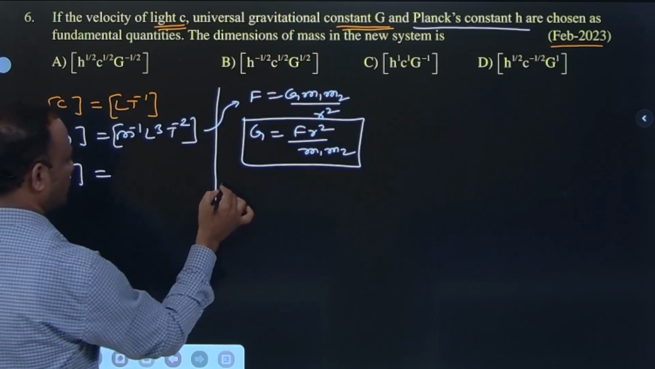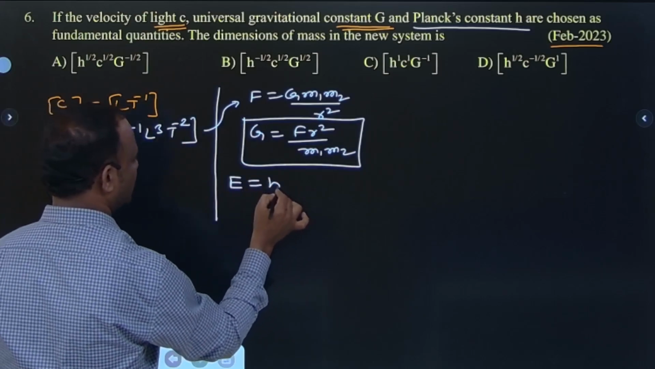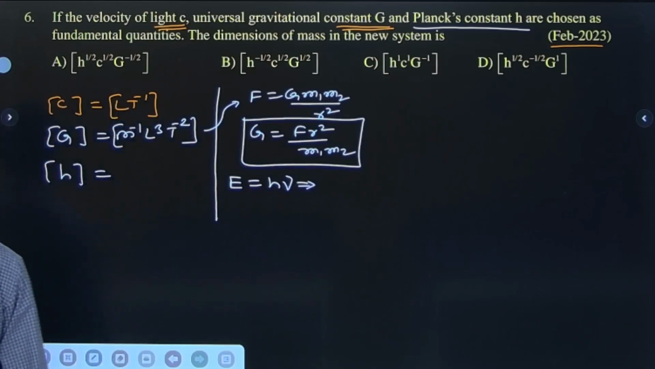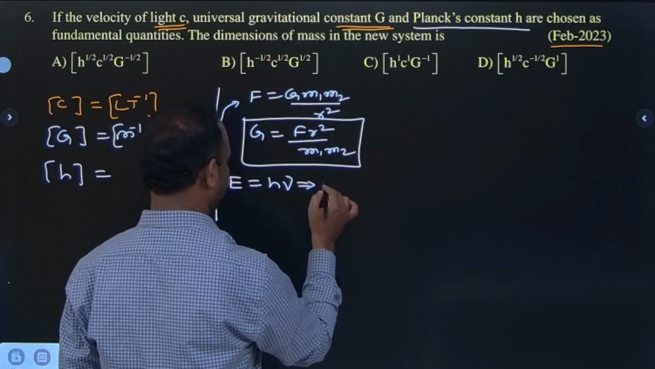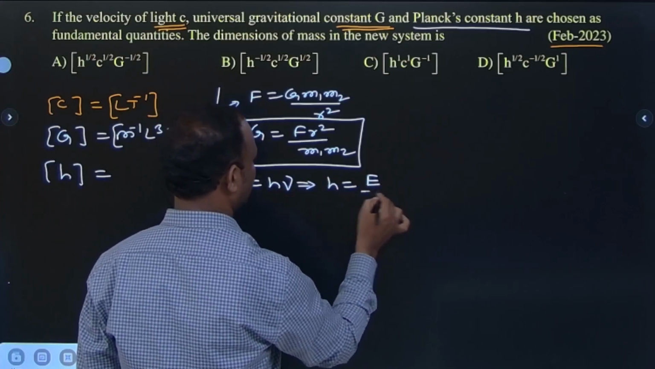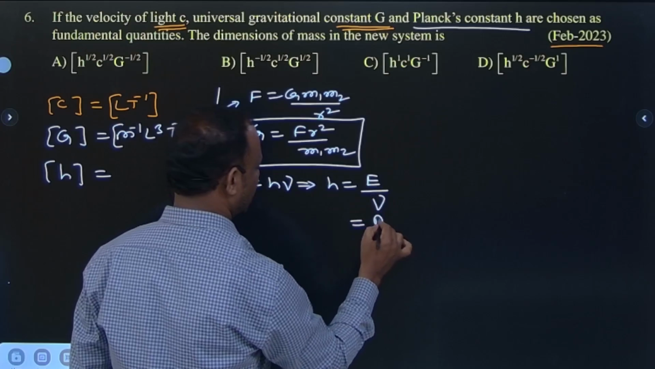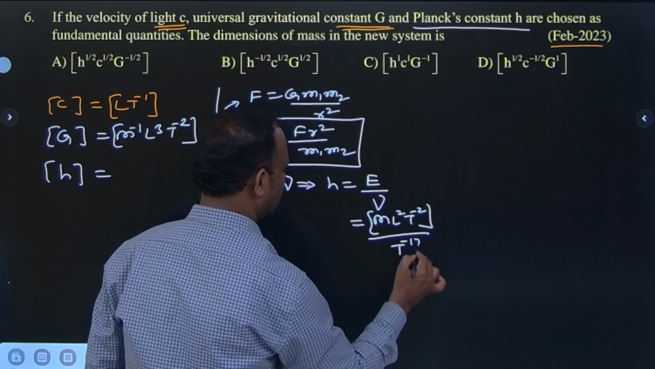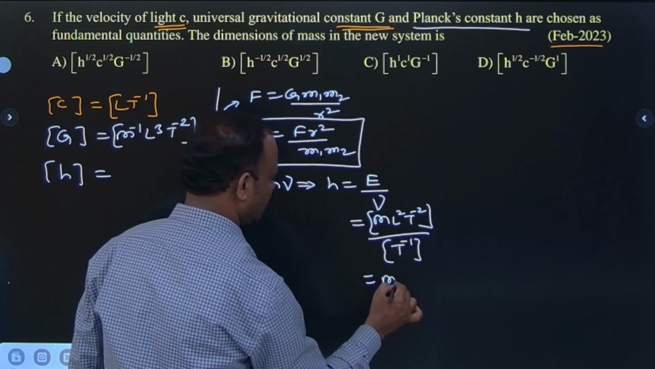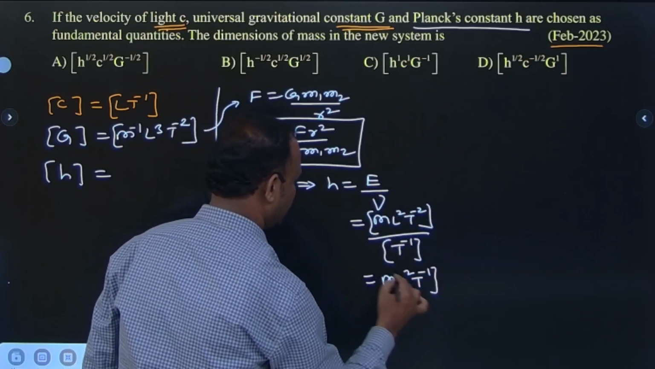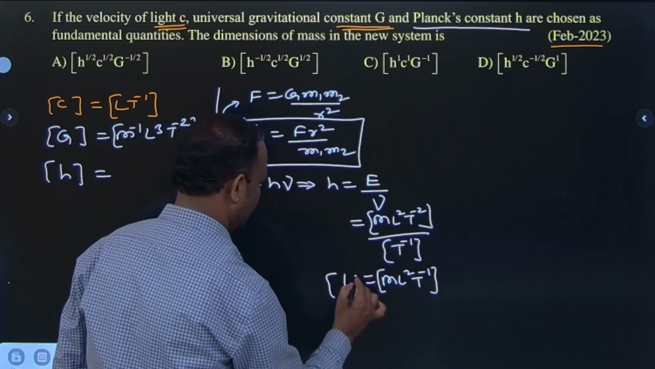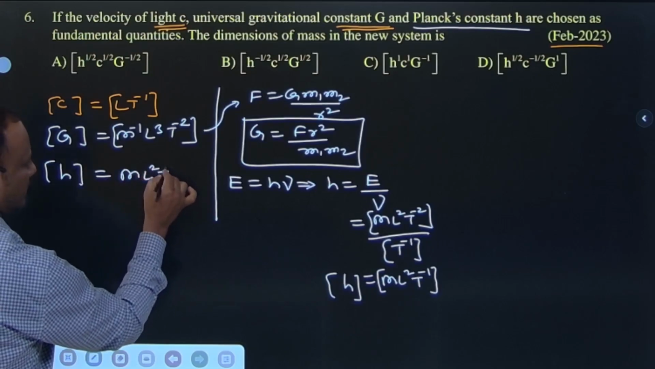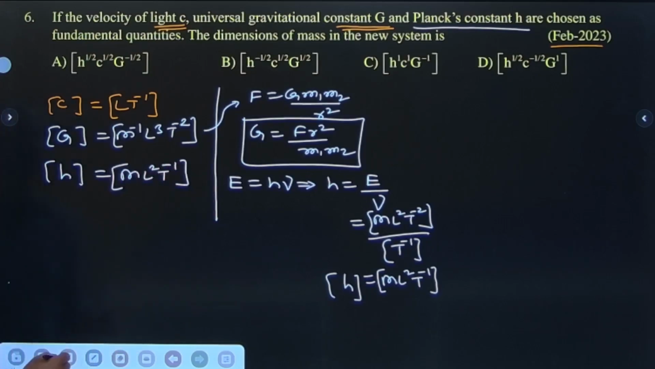Next one is Planck's constant, H. E is equal to H into nu, where nu stands for frequency. So H is equal to E by nu. The dimensional formula of E is ML²T⁻², divided by frequency, which is T inverse only. This becomes ML²T⁻¹, which is the dimensional formula of H.